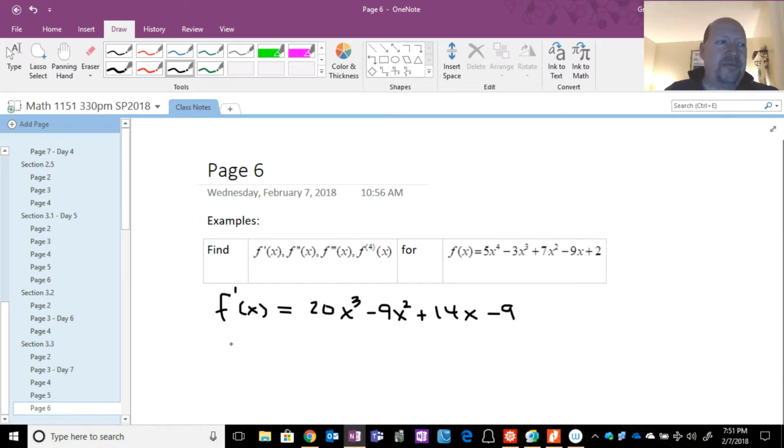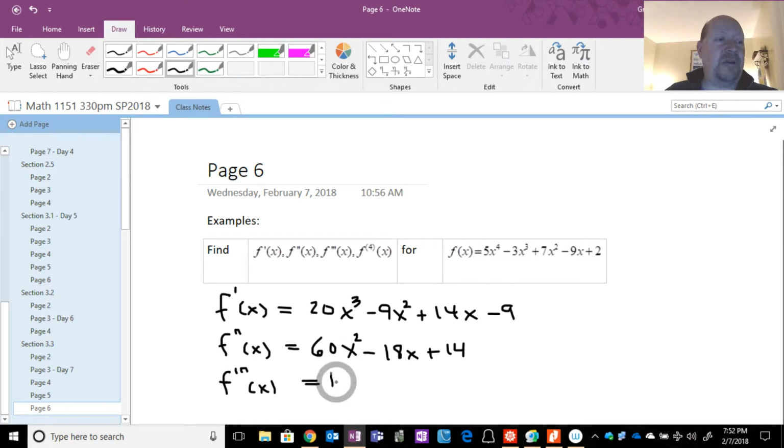Then the second derivative, f double prime of x, is equal to, well, we're going to take the derivative of the first derivative. So here we've got the first term is 20x cubed, so the derivative of that's going to be 60x squared. Then keep going here, then it would be minus 18x plus 14. So that's our second derivative. The third derivative, f triple prime of x, is going to be equal to, well, take the derivative of the second derivative. So that's going to be 120x minus 18.